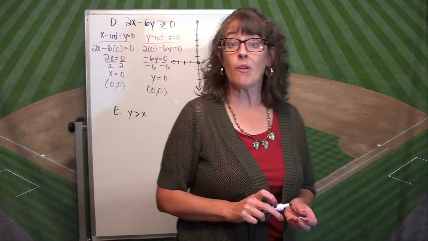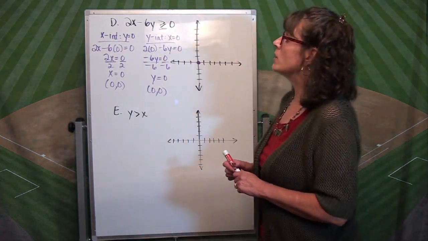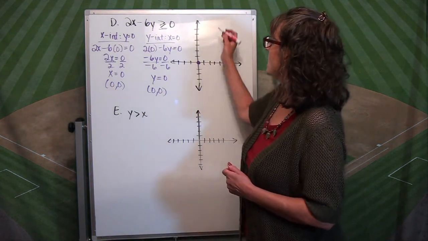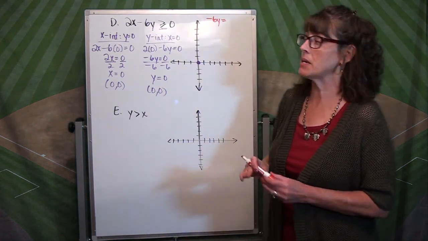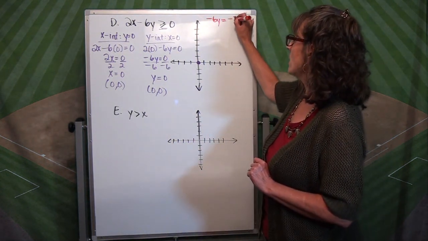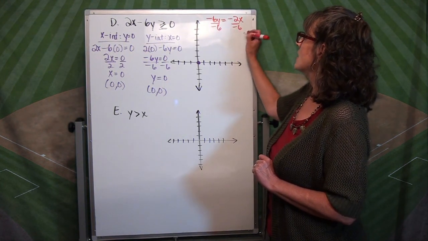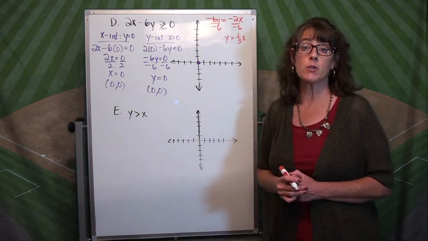Perhaps I would have been better off to do my slope-intercept. So let's try that out. I'm going to get the y by itself, which means that I'm going to subtract that 2x off, and when I do, I get a negative 6y. Again, I'm making it an equal sign because I'm graphing a line. I'm going to subtract that 2x off, and then I'm going to divide by that negative 6, giving me y equals 1/3 x. That's that slope-intercept form.